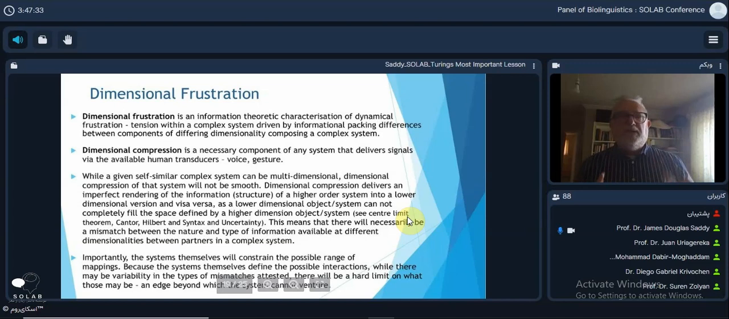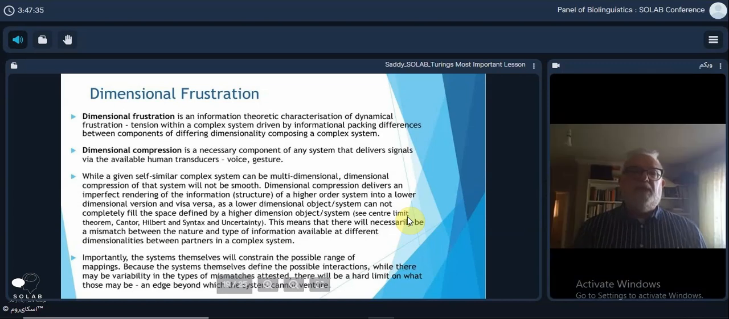This means that there's necessarily a mismatch between the nature and type of information available at different dimensionalities between partners in complex systems. Importantly, the systems will constrain the possible range of mappings. Because the systems themselves define the possible interactions, while there may be variability in the types of mismatches attested, there will be a hard limit on what those can be. And there's going to be an edge beyond which the system cannot venture, just like the pendulum can't suddenly move to the building next door.